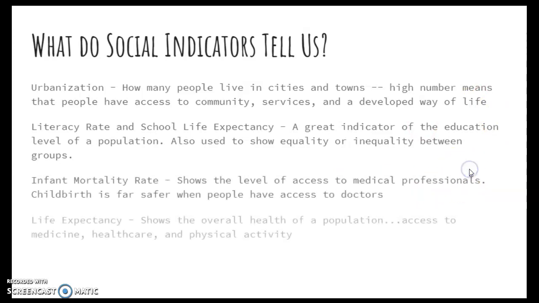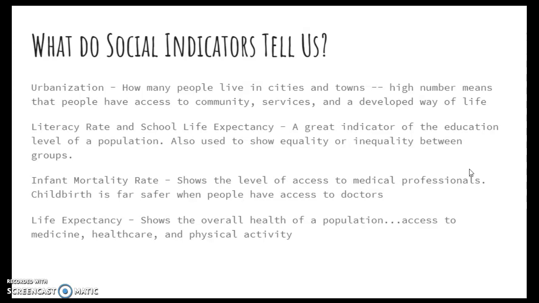Okay, and then I'll do these last two together, but we have infant mortality rate and life expectancy, and both of these show us about their healthcare. Infant mortality rate is more about their access to medical professionals. Because when you're able to see a doctor when you're giving birth to a child, the likelihood that that child is going to survive is way higher. If you can't get to a doctor, or if there are no doctors available, then the mortality rate, or how often those babies don't survive birth, is much higher.